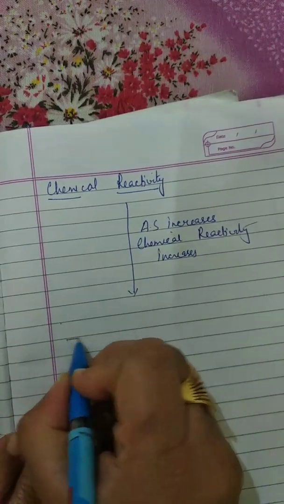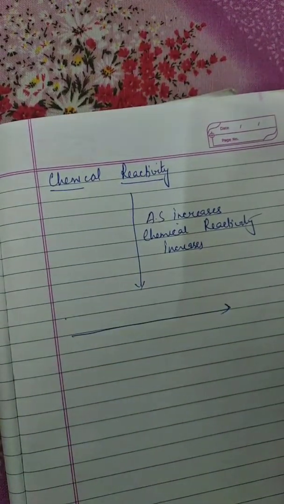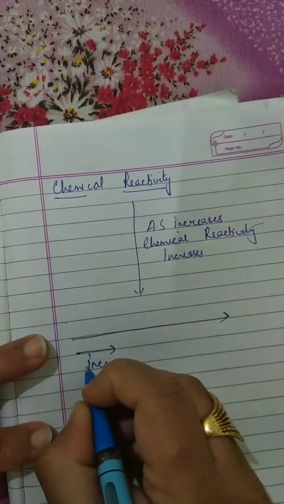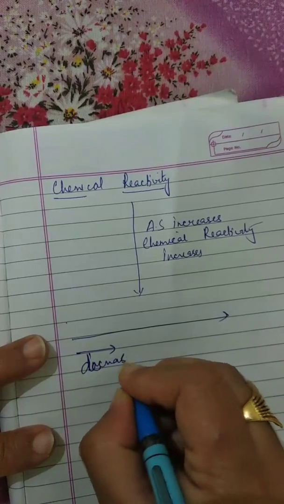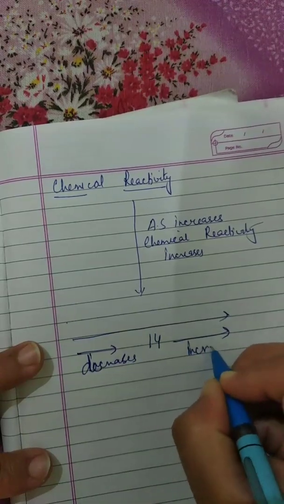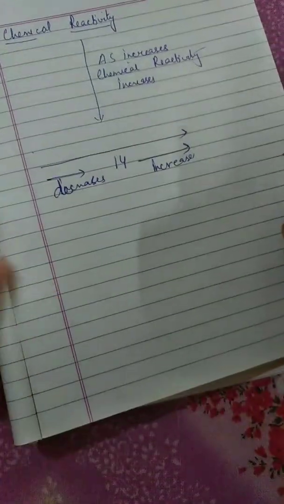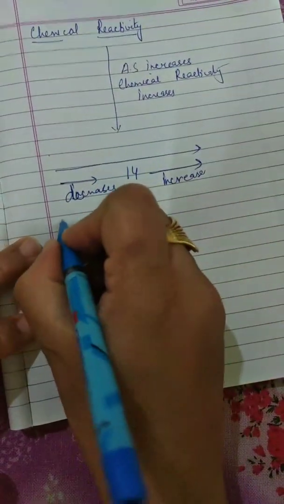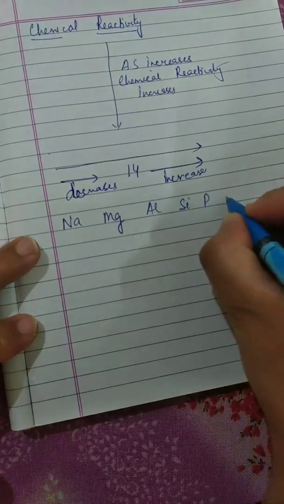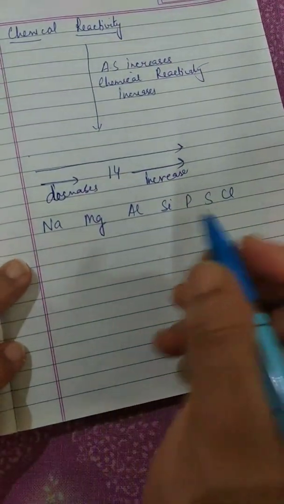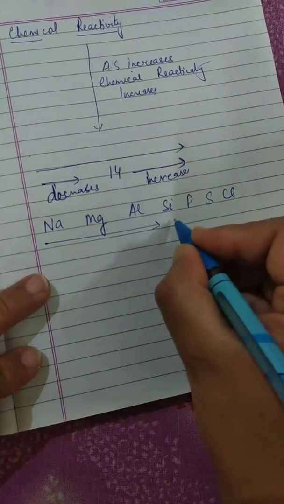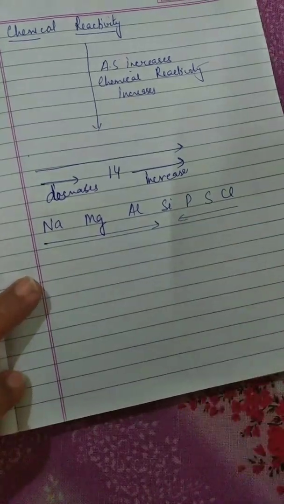On the other hand, as we move across the period, first chemical reactivity decreases up to group number 14, then from 14 to 17 it increases. Reason is, let's take the example of the third period: sodium, magnesium, aluminium, silicon, phosphorus, sulfur and chlorine. First the reactivity decreases from sodium to silicon, then it increases from silicon to chlorine.